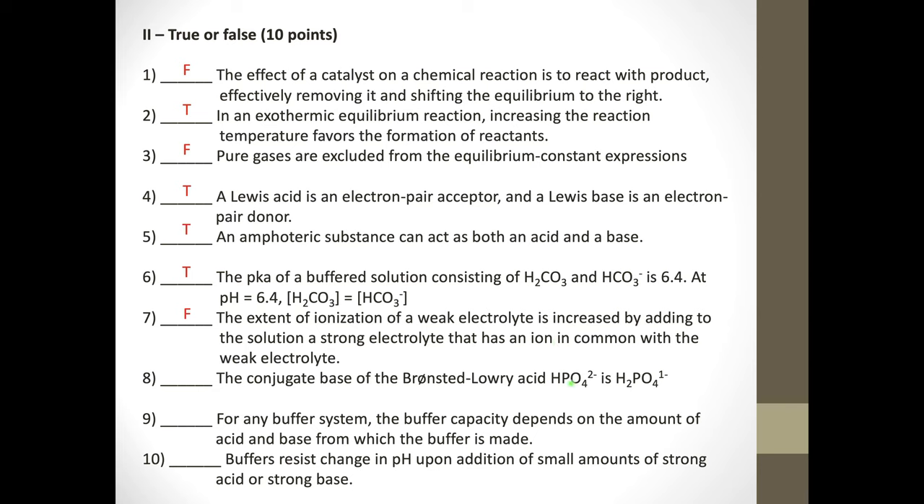If this is the acid and you want to have the base, you need to remove one hydrogen, so it must be PO4^3-. This is the conjugate acid of this base, basically. So that's why this one is false.